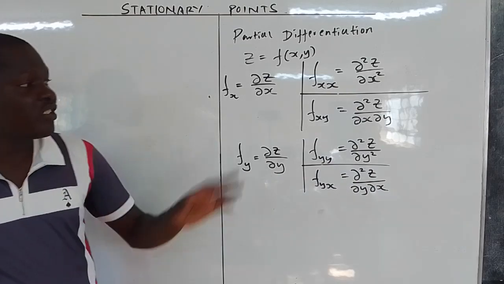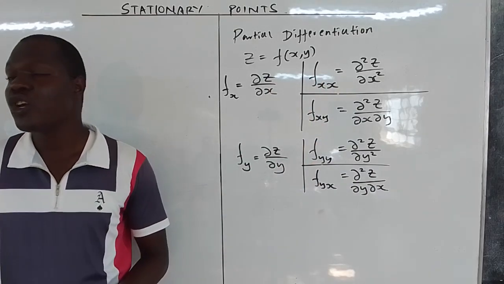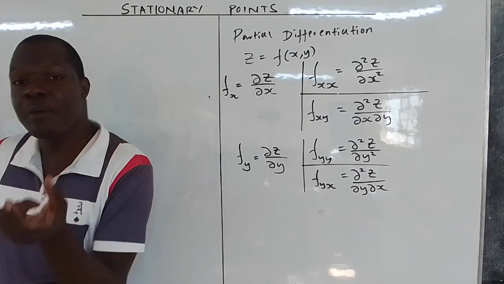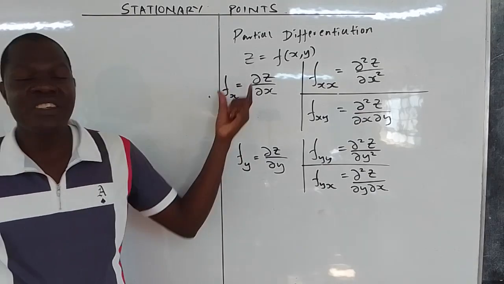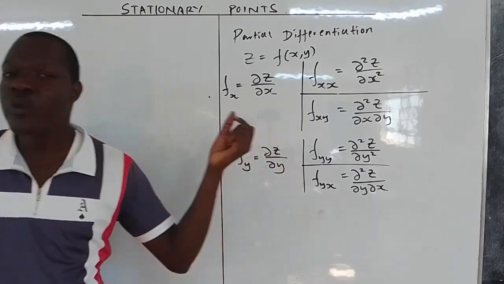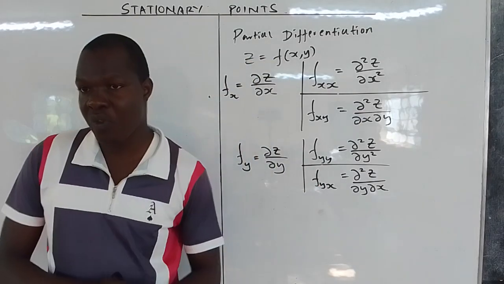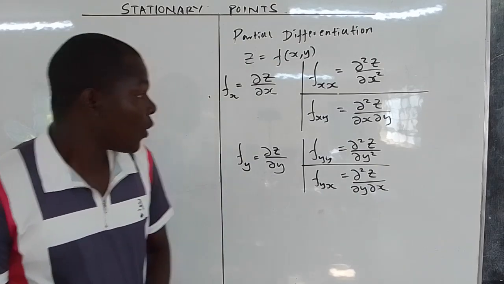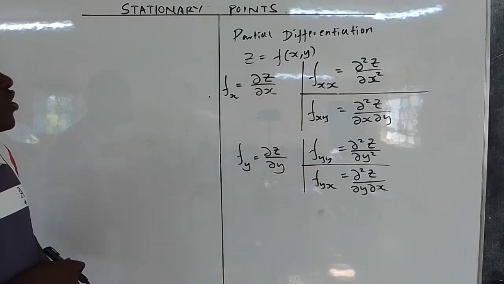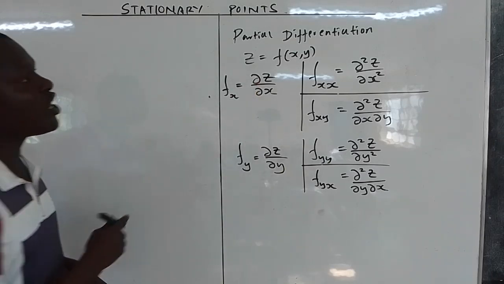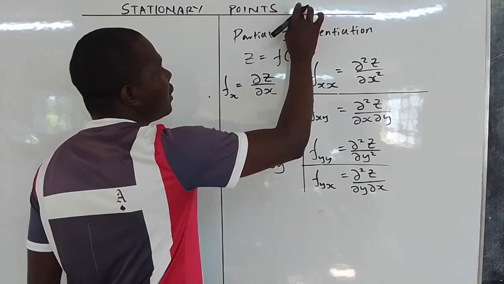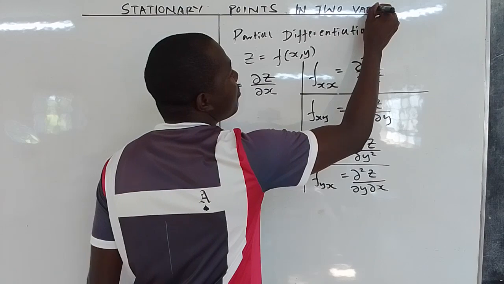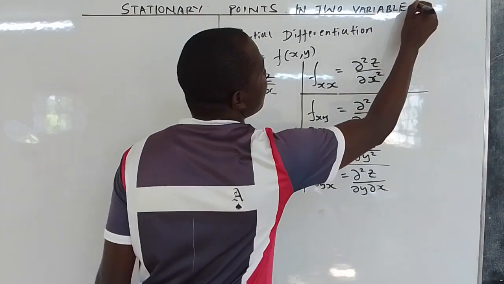So after doing this, you can now see we have the six partial derivatives. Now these 6 partial derivatives are what is going to help us to determine the stationary points in 2 variables. We are going to use them: which ones give us the stationary points and which ones give us the nature of the stationary point. Are you seeing that? Are we together? So once we have these, what we are interested in is stationary points in 2 variables.